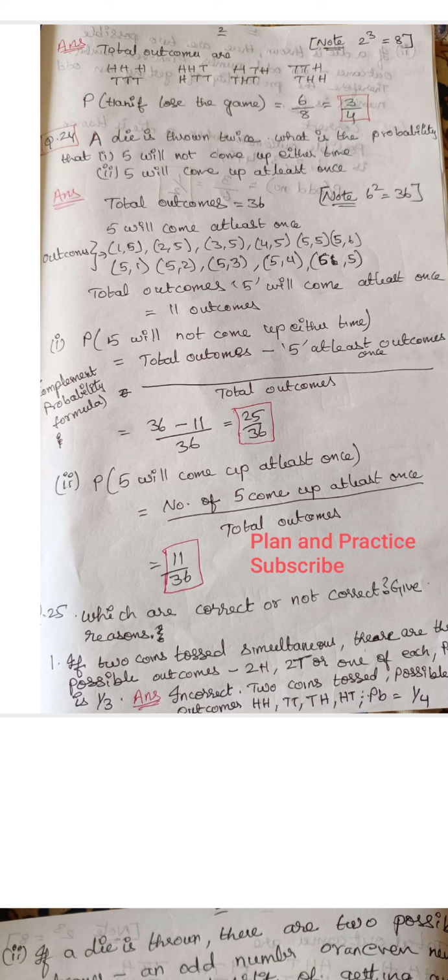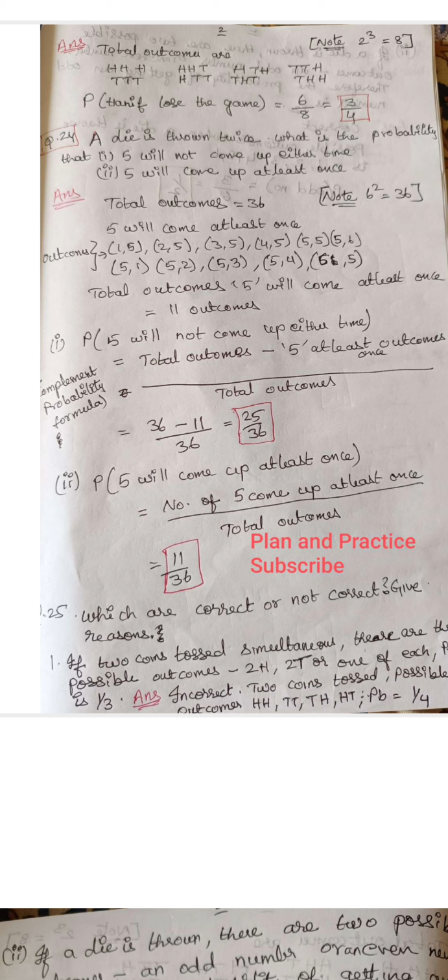A die is thrown twice. What is the probability that 5 will not come up either time? And the probability that 5 will come up at least once. So a die has 6 sides: 1, 2, 3, 4, 5, 6. 6 numbers, 6 faces will be there. Now the question is, what is the probability that 5 will not come up either time?